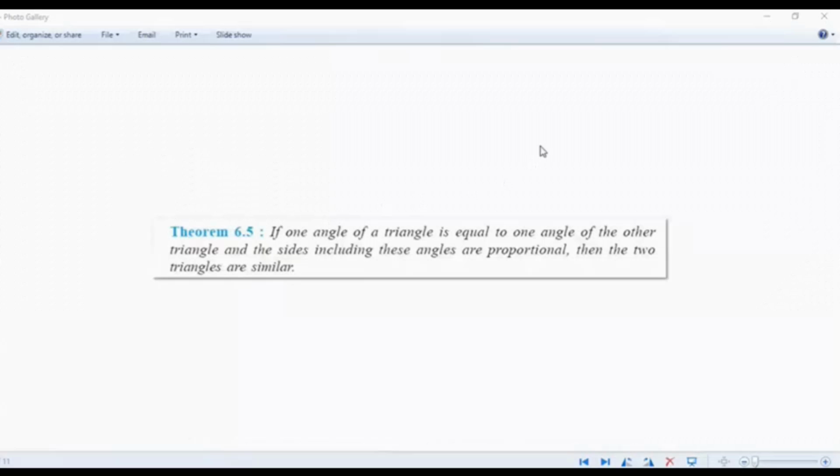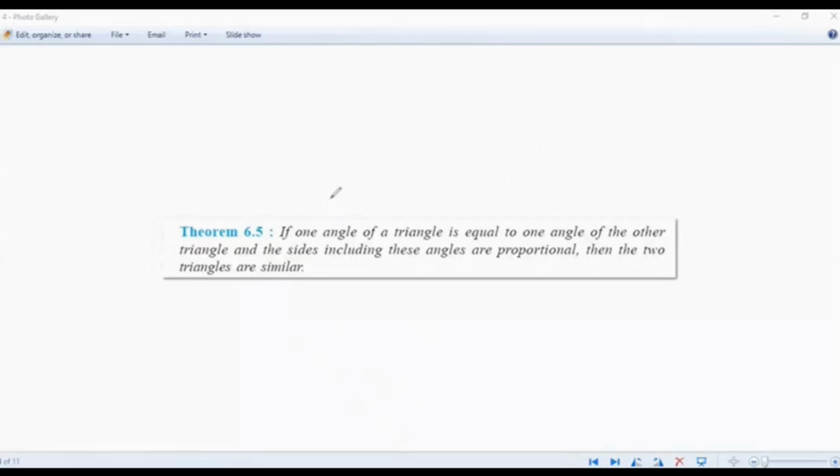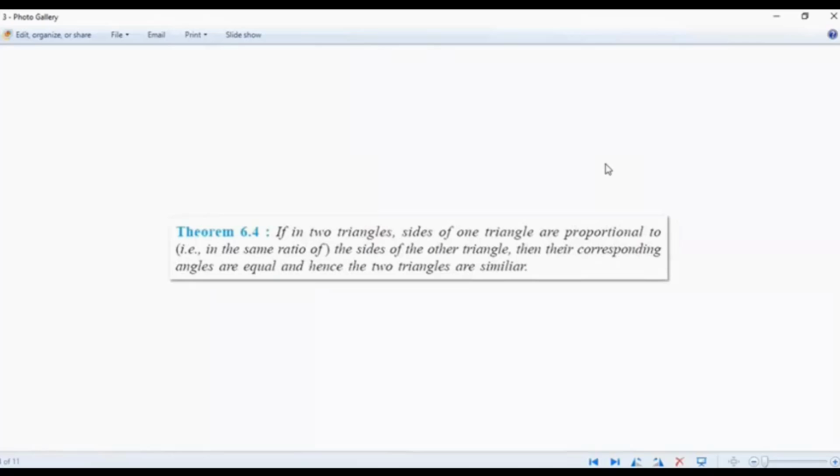How can we name this criterion with some letters? SAS criterion: side, angle, and side. One angle and two sides including that angle. So SAS similarity criterion. In the previous one, I named it as a theorem. How can we name the second criterion, if three sides are in the same ratio? SSS criterion. Here you want to be careful: SSS doesn't mean sides are equal. Sides are in the same ratio only.